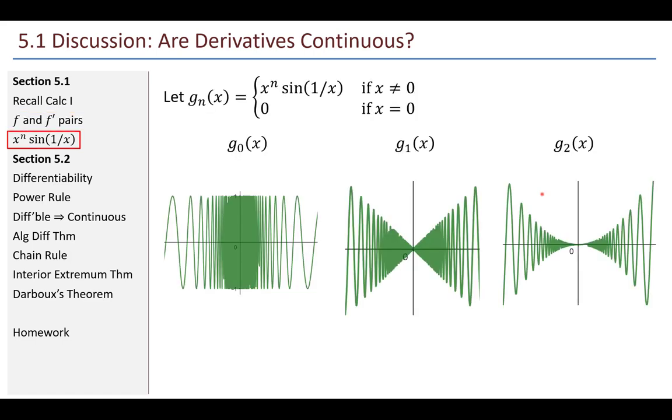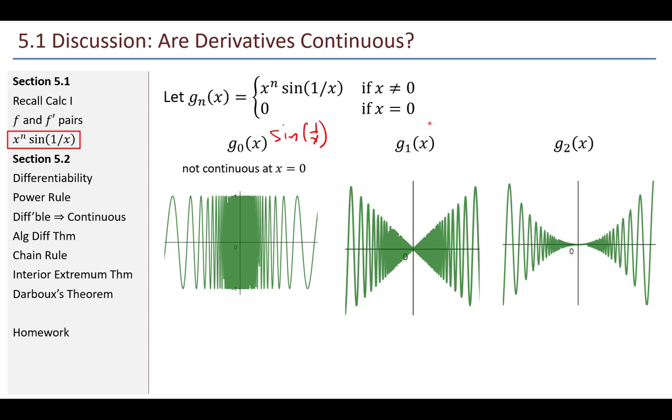The author gives us a nice class of functions where we can explore these things and find some funny examples. So g sub n is x to the n sine of 1 over x when x is not 0, and it's 0 if x equals 0. So we plug 0 in the middle. Now g sub 0 is sine of 1 over x. And that's not even continuous at the origin. So certainly if it's not continuous at 0, then it can't be differentiable at 0.